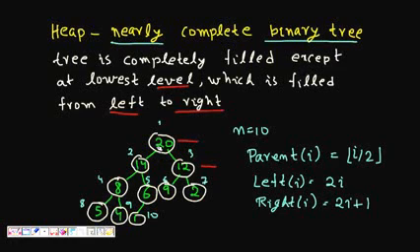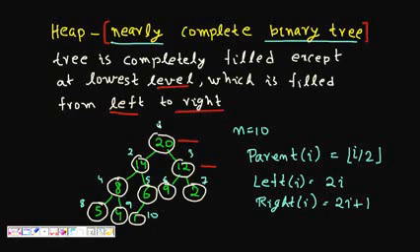In this tree, the first level is filled completely. In the second level we have 2 nodes, so it's filled completely. In the third level also each node has 2 children, so it's filled completely. But in the fourth level we see that it's not filled completely. There should have been 8 nodes, but we have just 3 nodes, and they are from left to right. So this is a nearly complete binary tree. So a heap is a nearly complete binary tree. This is the first property.